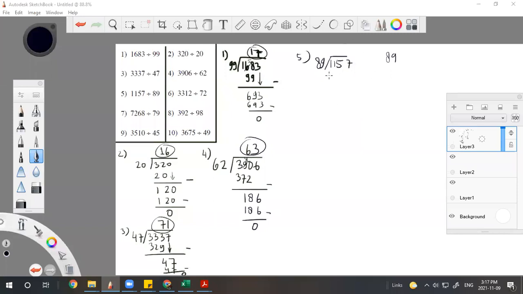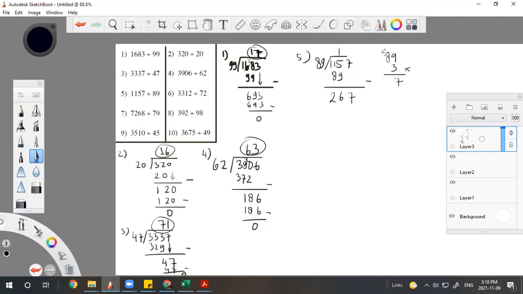Okay, so for number 5, if you can guess the number, 99 times something that is near to 150, I think you can just put 1, right? Why 1? Because if you multiply by 2, it will be 170 something, and so on. Okay, 89, subtract, and then 5 minus 9 is 6, 10 minus 8 is 2, right? Because you have to borrow this 10, and this is 7. So you try to put 89 times something. 3, let's try, because the last digit is 7.